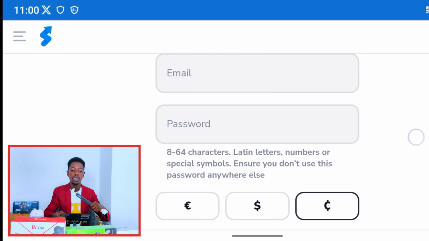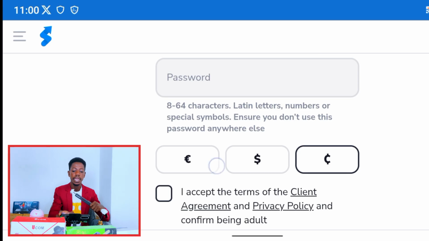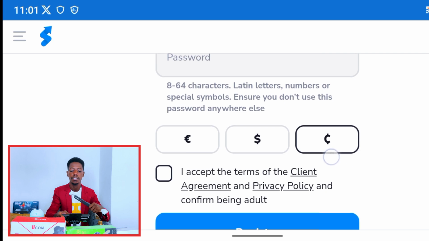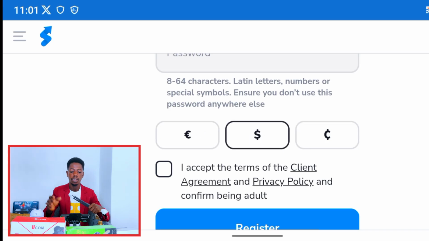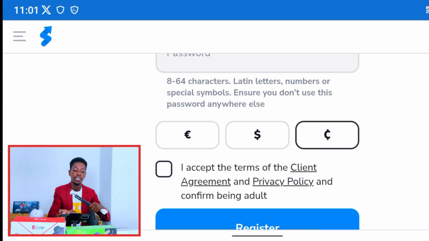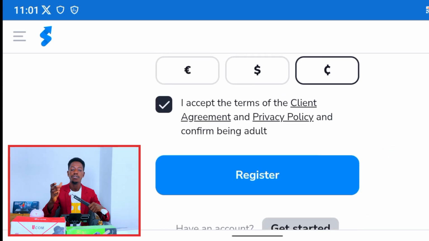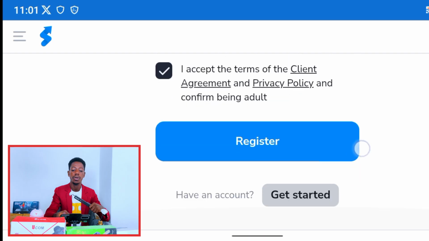Okay, so here you just go ahead and enter the email address that you want to use, a valid email address. You set your password, then you see the currencies here, that is the euros, the dollars, and that of the cedis. So for Ghanaians you can set the cedis here, or if you are a foreigner you can select any of the currencies here, being the euros or the US dollars. For Ghanaians, select the cedis, then make sure you accept the terms and conditions by checking the box here. Then after successfully entering your details, you need to go ahead and click on the register button here.